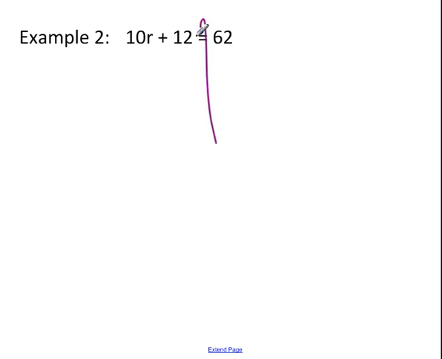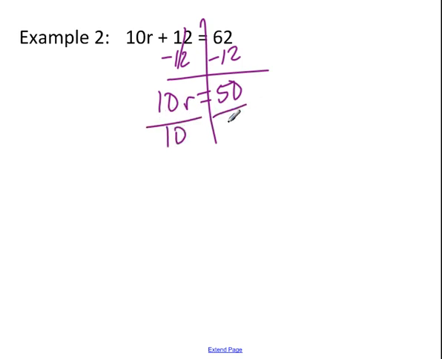Alright, now on to our two-step equation. We're going to try and get r by itself, so I'm going to have to get that 12 out of the way. Always want to do our add-subtract number first. Leaves me with 50 on this side, 10r on the left. Now we can divide by our 10, cancel that out, and r equals 5.